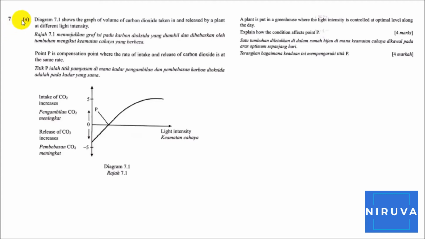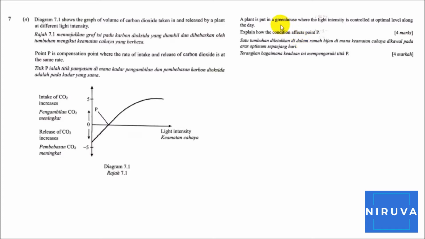Alright, question 7a. Diagram 7.1 shows the graph of volume of carbon dioxide taken in and released by a plant at different light intensity. Here we are given point P, which is the compensation point where the rate of intake and release of carbon dioxide is at the same rate. A plant is put in a greenhouse where the light intensity is controlled at optimal level along the day. Explain how the condition affects point P.